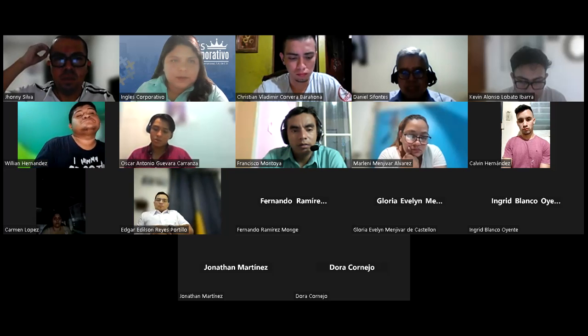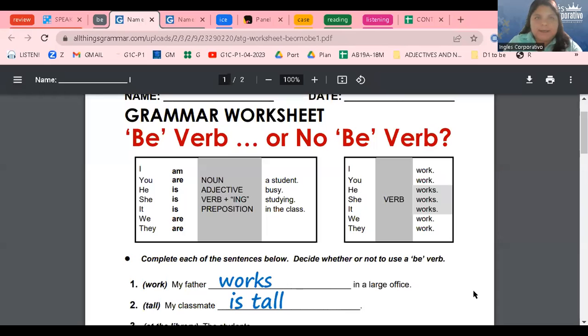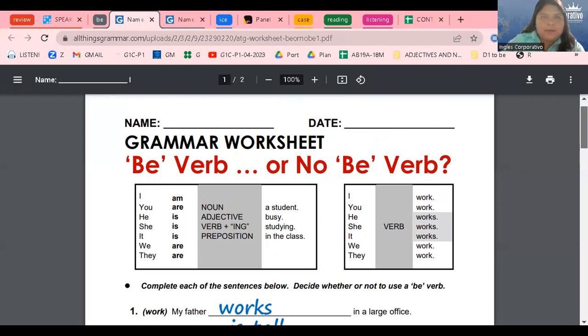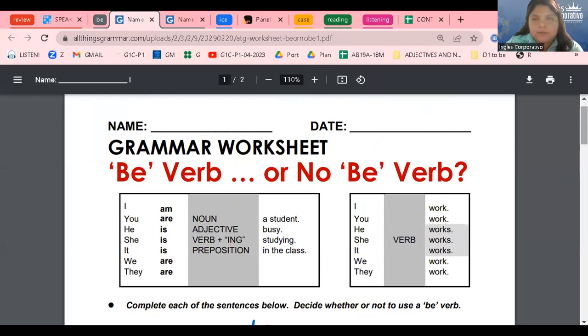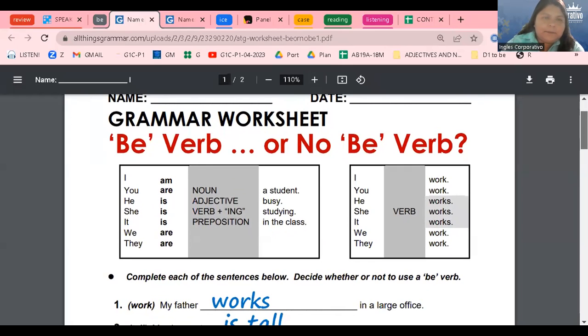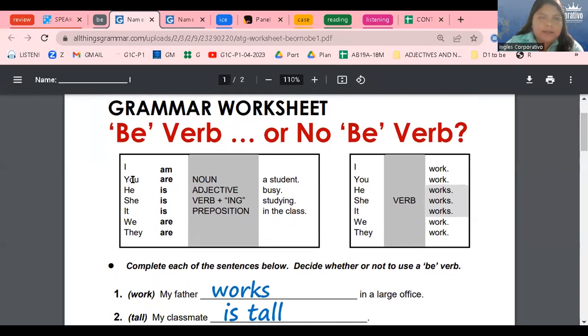Okay, since we're about to start a new unit, we're gonna check the following worksheet. Look at this. We have a short review on the verb to be, but this is practice. So look at this. We have the structure for verb be. We have subject pronouns: I, you, he, she, it, we, and they. And besides that, we have the conjugation for verb to be: am, are, and is, right? So it can be followed by a noun, an adjective, a verb plus ing, or a preposition. These belong to the complement of your sentence.